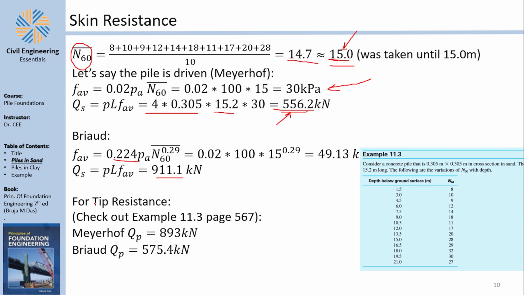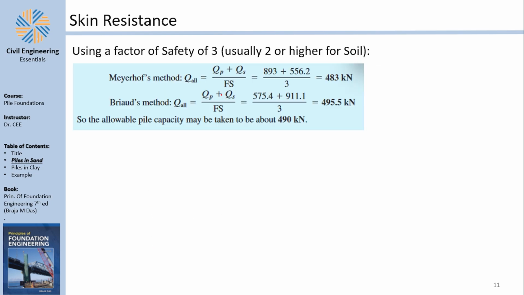Now, let me tell you something. The tip resistance for that pile, from the previous example, was found to be those values. Notice that Meyerhof overestimates the tip bearing capacity, but underestimates the skin friction. And Briaud overestimates the skin friction and underestimates the bearing capacity. If you add them together for Meyerhof and for Briaud and use a factor of safety of 3, you will get something around each other.